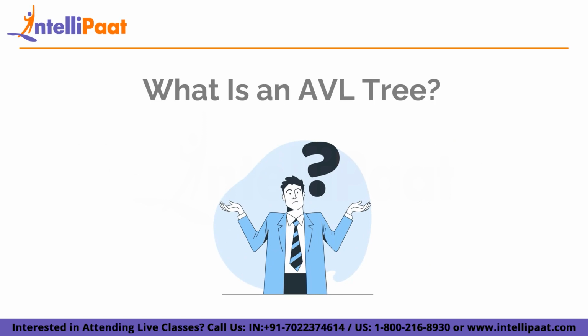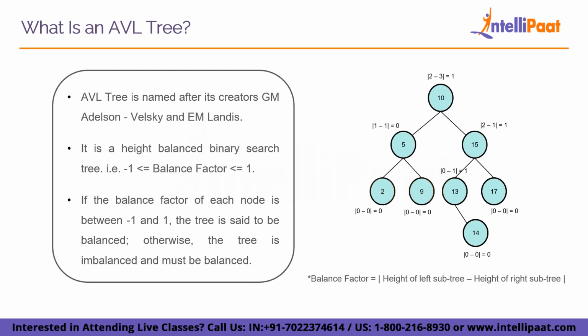Another tree data structure closely related to the red-black tree is the AVL tree data structure. AVL tree is named after its creators G.M. Edelson-Velsky and E.M. Landis. It is a height-balanced binary search tree in which the balance factor remains between -1 and 1. If the balance factor of each node is between -1 and 1, then the tree is said to be balanced. Otherwise, the tree is imbalanced and it should be balanced.